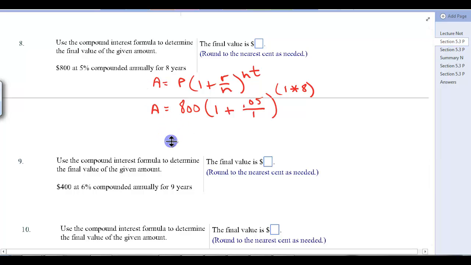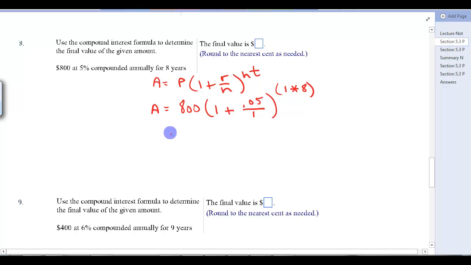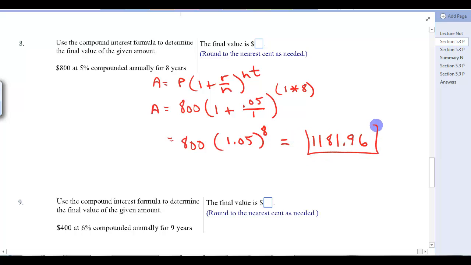And you would have 800 times 1.05 raised to the 8. And if you did that in your calculator, you would get 1181.96 if you are rounding. Okay.